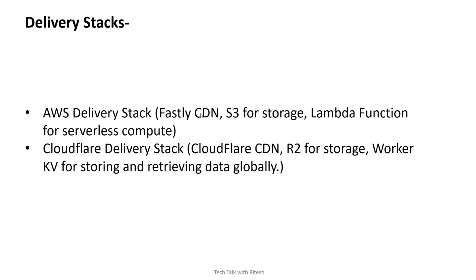Now we can relate it. So CDN here is Fastly, here it's Cloudflare; here we are using S3, here we are using R2; and here we are using Lambda function, similar to that, we are using Workers in Cloudflare. So these are the delivery stacks we are going to cover in the architecture. That's it in this video.